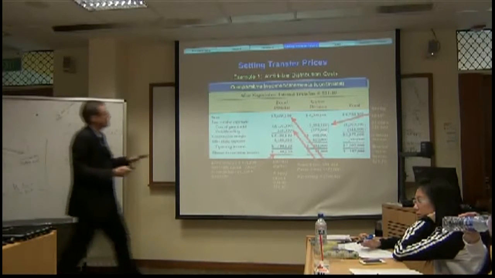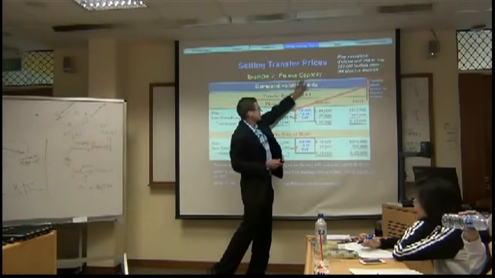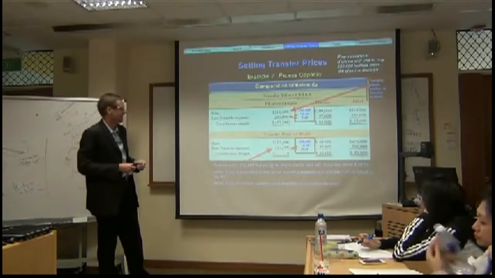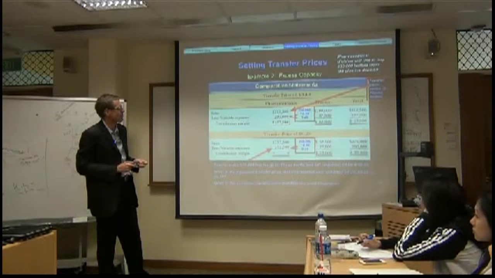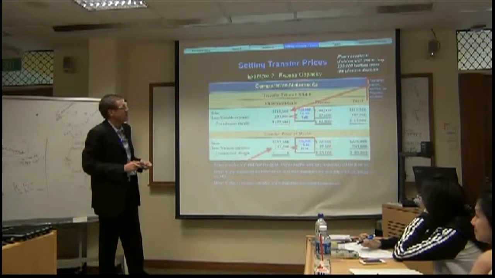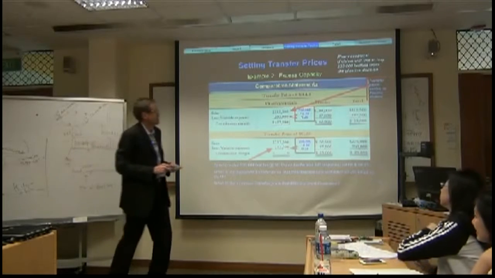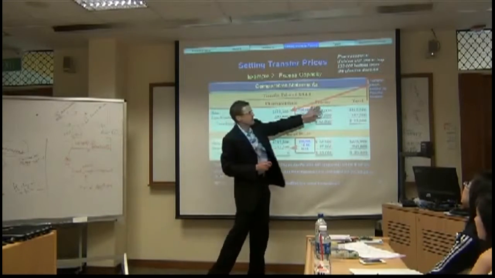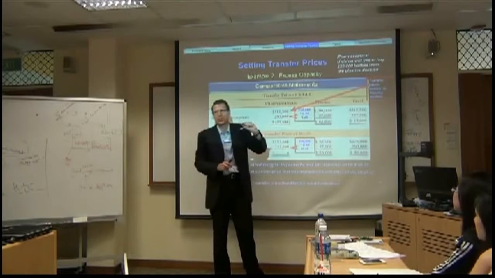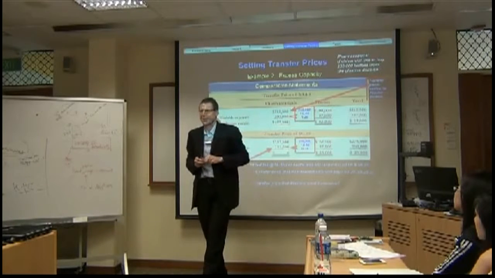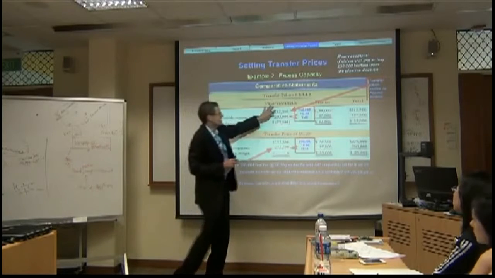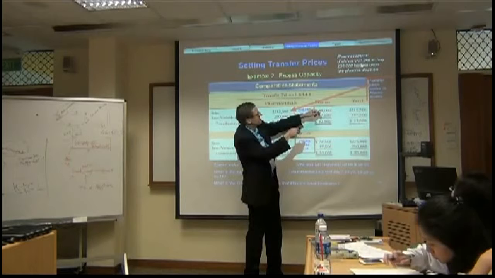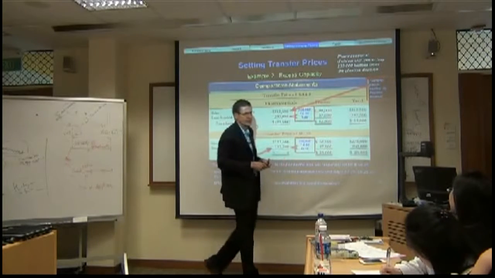Okay, next, let's have a look at the excess capacity. There are two divisions. There's pharmaceuticals and then there's plastics. Who is buying from who? Pharmaceuticals is buying from plastics. Pharmaceutical division would like to buy 250,000 bottles from the plastics division.